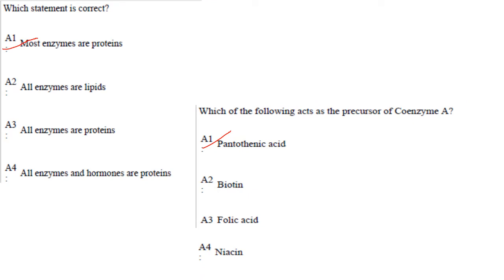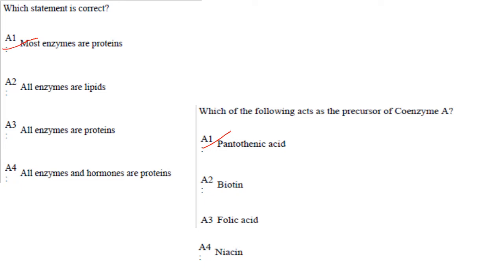Then, which statement is correct? Most enzymes are proteins, but not all enzymes are proteins because of ribozymes. A ribozyme is an RNA molecule with a well-defined tertiary structure, and it acts like an enzyme, catalyzing biochemical and metabolic reactions within a cell. So most enzymes are proteins is correct, but all enzymes are not proteins. All enzymes are lipids, that is also not correct. All enzymes are hormones, no. So answer to which statement is correct is option 1, that is most enzymes are proteins.